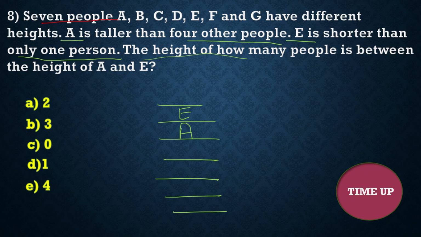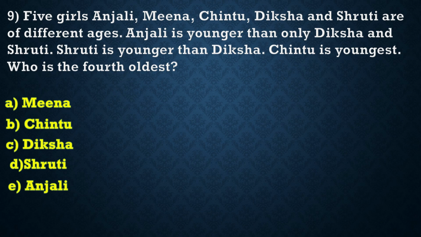The height of how many people is between the height of A and E. So how many people are there between A and E? You can see any person between A and E? No. So correct answer will be what? 0. C is the correct option. Ninth question on your screen and your timer starts now.